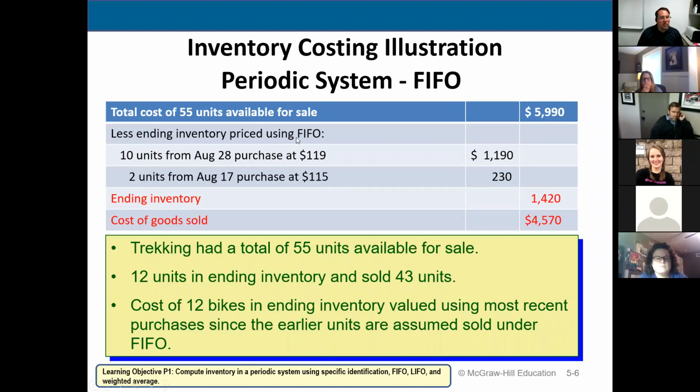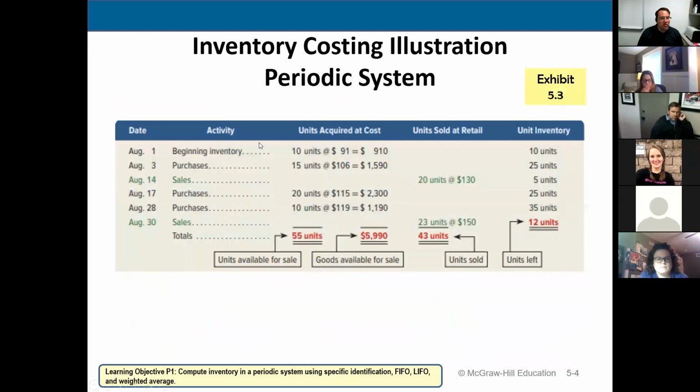So under the first in, first out system, we're going to assume the oldest units are the ones we sold. So if we go back up, I'm going to just show you this again. On my first sale here on August 14th, I sell 20 units. Which units did I sell? Well, I sold the oldest ones. It would have to be 10 of those plus 10 that I purchased there.